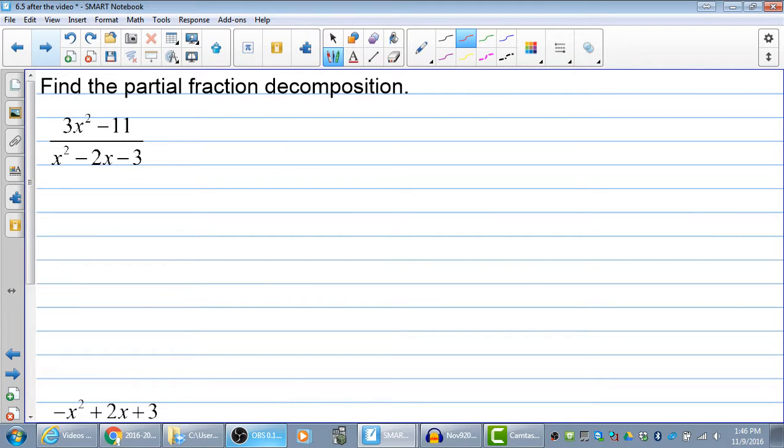Find the partial fraction decomposition. So let's review a little bit. And I picked this one because it's so easy to forget to divide. So if the powers are the same, you have to divide.